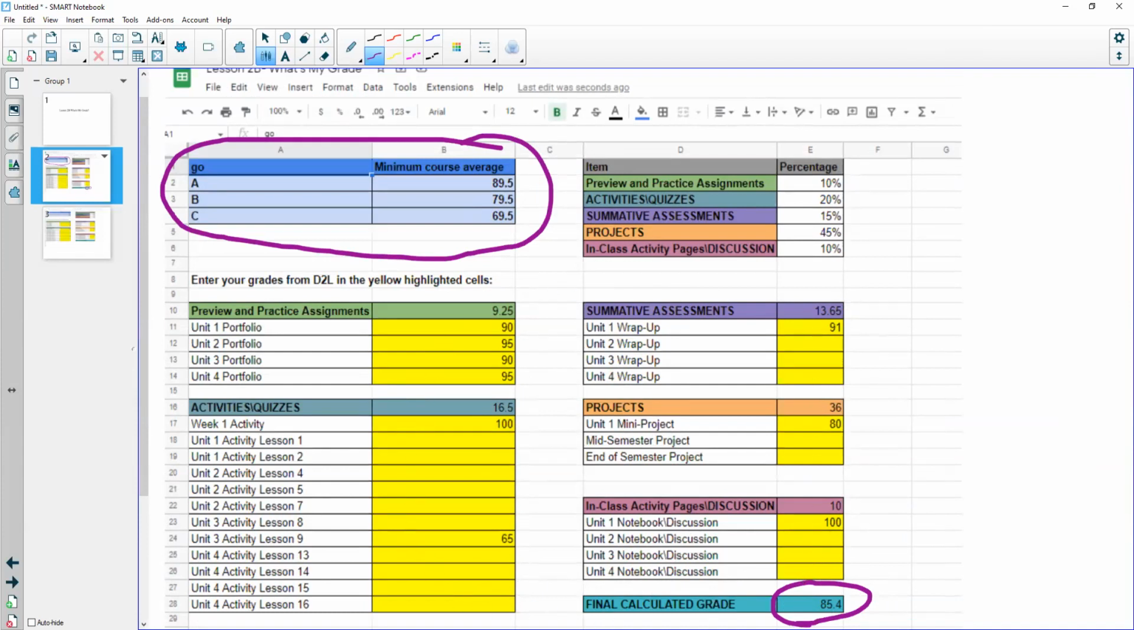But if you were to fill out this entire sheet and at the bottom your grade was at 85.4, then you would look up here and you would see that you would be getting a B in the course because it's between 79.5 and 89.4.